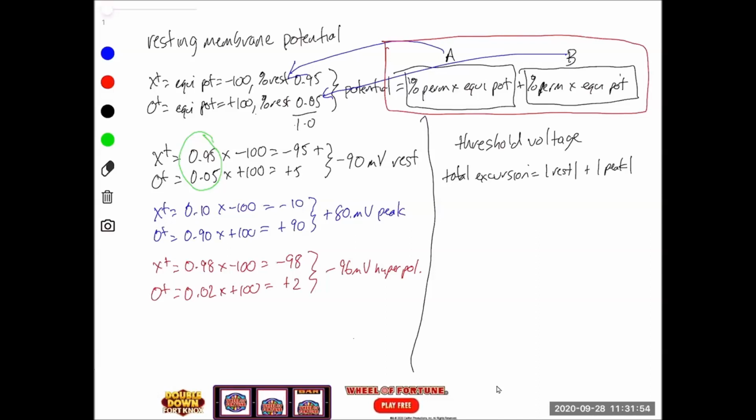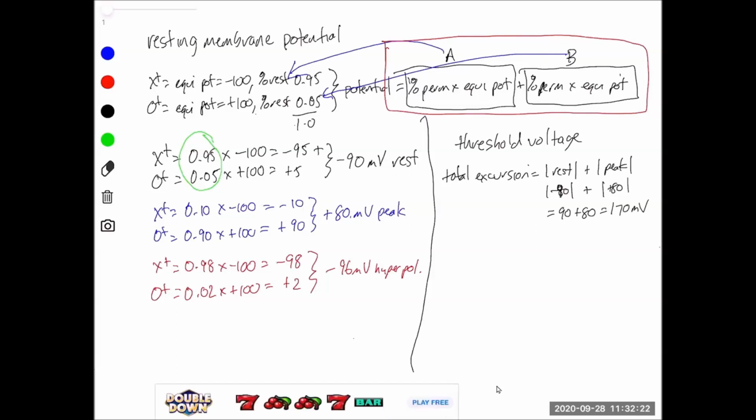Well, the easiest way to do that, right, is just take the absolute values. So the absolute value of rest, oh, sorry, rest was minus 90, sorry, minus 90, plus 80. Basically, for the absolute value, you ignore the signs, right? That's going to give me 90 plus 80, and that's going to equal 170 millivolts. So my total excursion is 170 millivolts, okay? So that's step one.